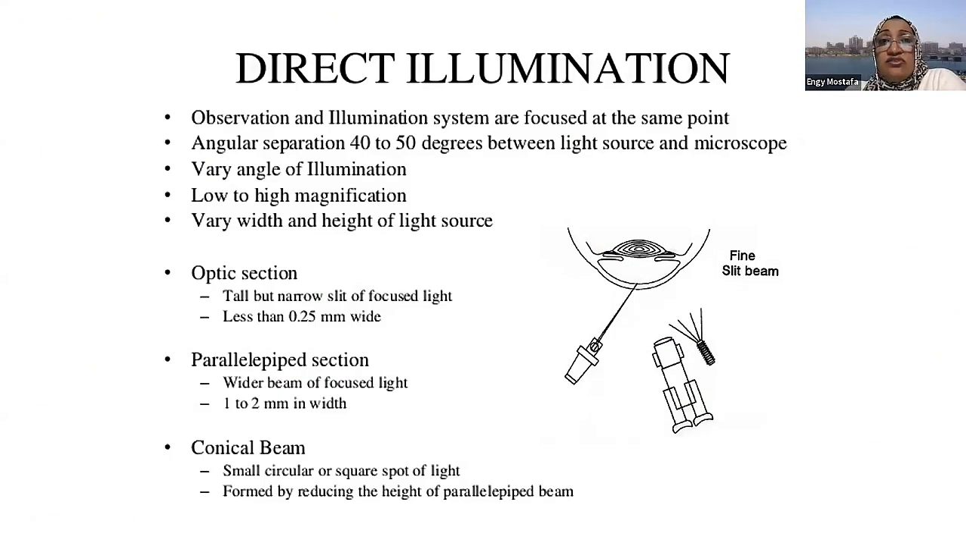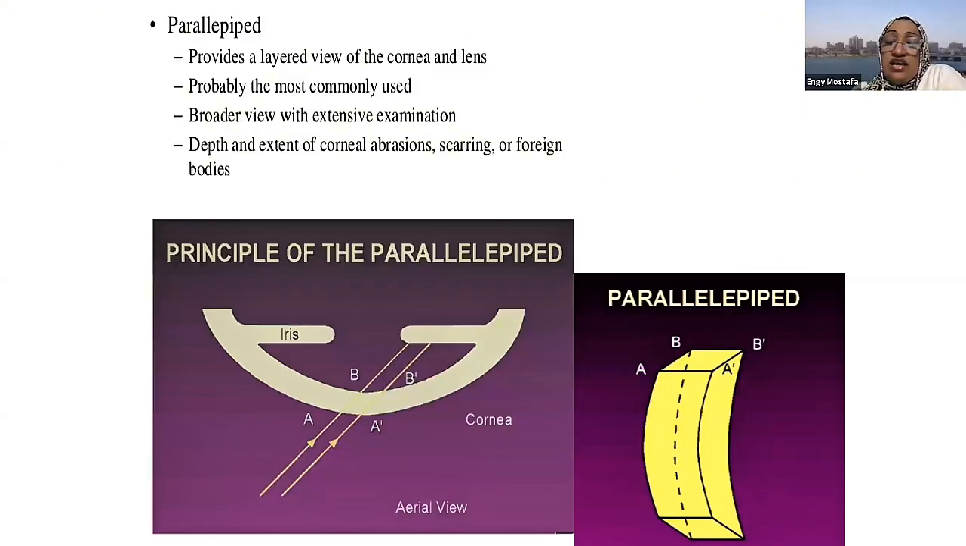Now we're entering into the direct illumination. So what's the difference? The difference is that we are going to narrow the beam. And this takes us into three parts: the optical section, the parallelepiped section, and the conical beam. They are written in this order, but I prefer to start with the parallelepiped section because it's wide, like the diffuse. Then we go to the wide direct illumination, and then we go to the optical section.